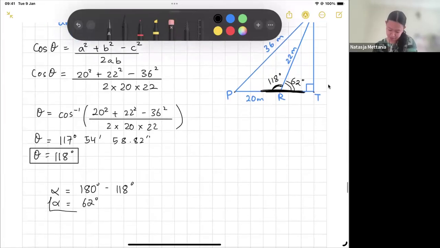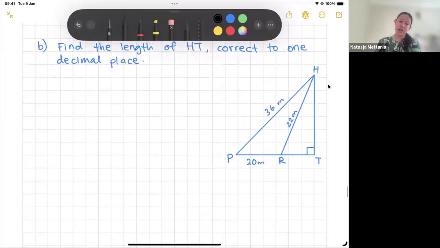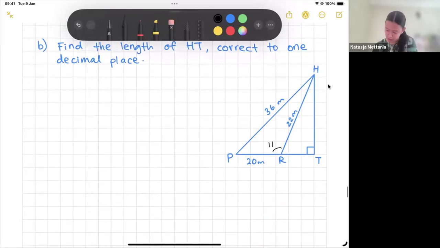So let's do the next question. All right, question B. Find the length of HT correct to 1 decimal place. What I'm going to do now is fill out in the same diagram the angle that I just found.